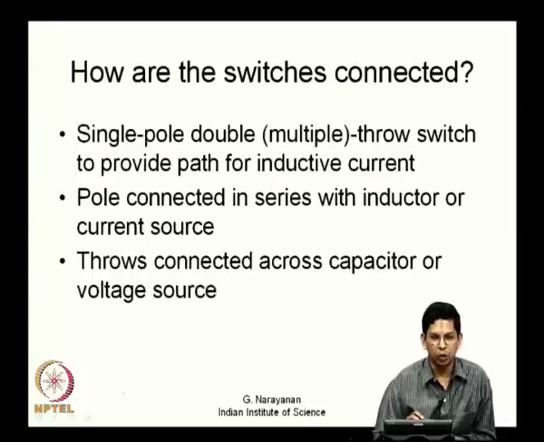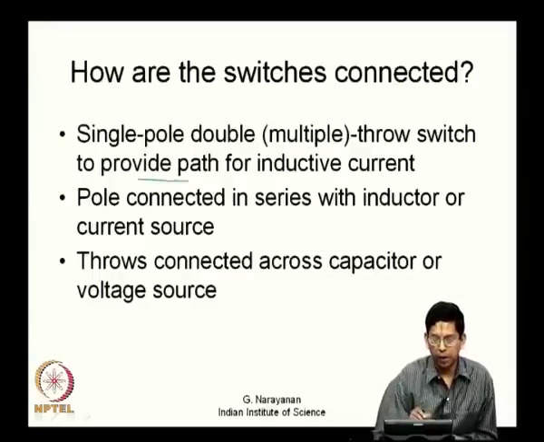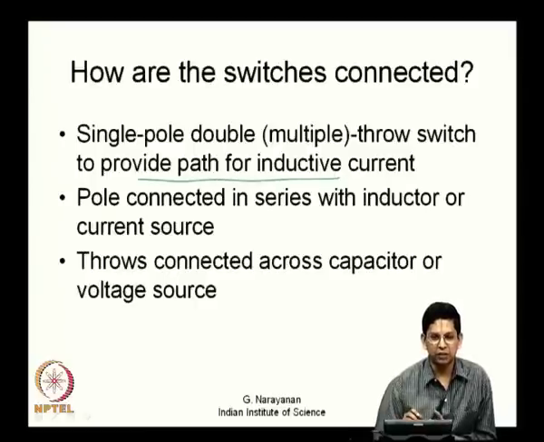What do we find about how switches are to be connected? We find a single pole double throw switch is used. Why is it used? To provide a path for inductive current. There is inductive current and it has to be provided with a path; it cannot be opened. Therefore, you provide a path for the inductive current to flow through either one throw or the other throw. So, you have a single pole double throw switch.